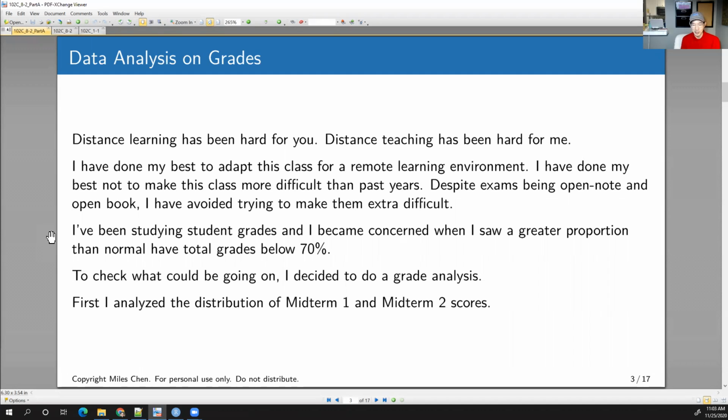So I decided to do a grade analysis. I'm a stats professor after all, so I like doing this kind of data analysis. I took a look at the distribution of midterm 1 and midterm 2 scores, and I wanted to see, is there a difference between exam scores this year versus previous years? All right, I want to show you what I found.